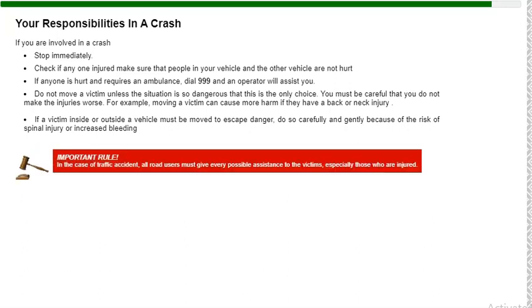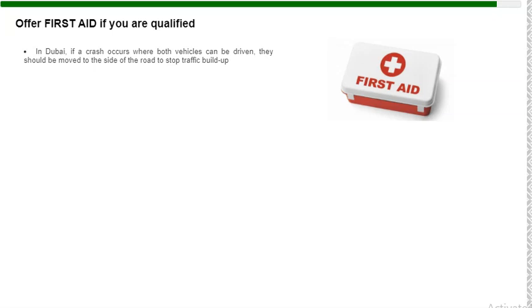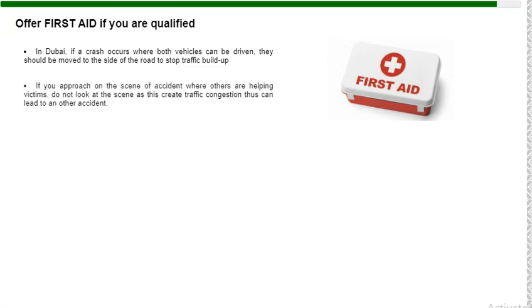Important rule. In the case of a traffic accident, all road users must give every possible assistance to the victims, especially those who are injured. Offer first aid if you are qualified. In Dubai, if a crash occurs where both vehicles can be driven, they should be moved to the side of the road to stop traffic build-up. If you approach the scene of an accident where others are helping victims, do not look at the scene, as this creates traffic congestion, thus can lead to another accident.